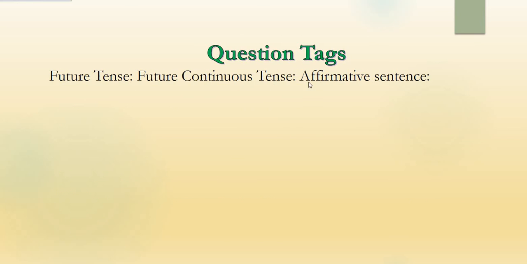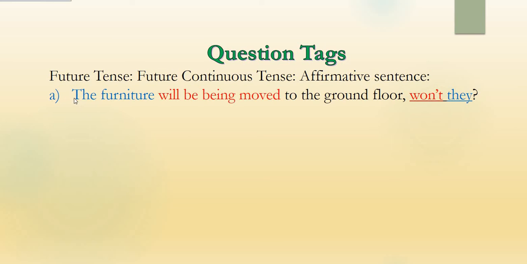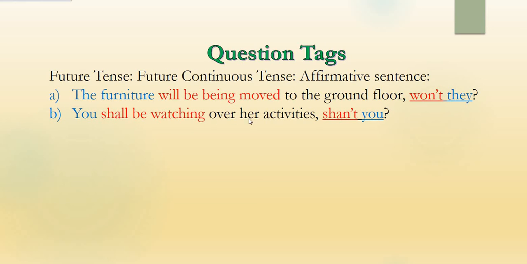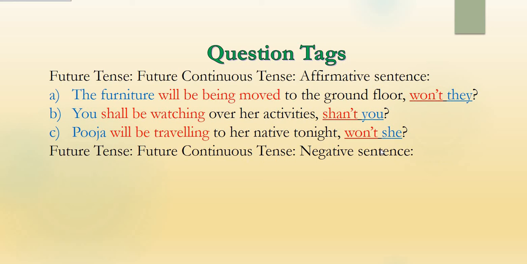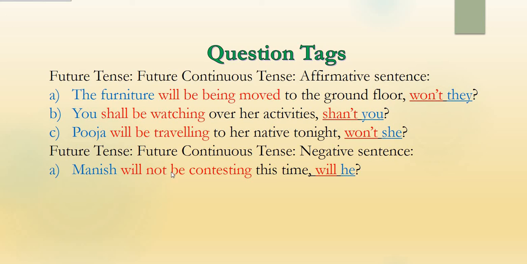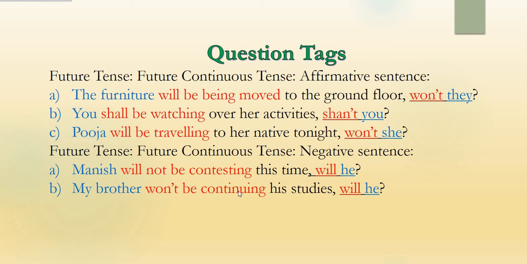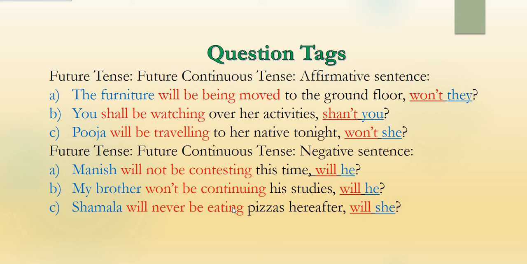Will it? Future continuous tense, affirmative sentence. The furniture will be being moved to the ground floor. Won't they? You shall be watching over her activities, shan't you? Pooja will be traveling to her native tonight, won't she? Future continuous tense, negative form. Manish will not be contesting this time, will he? My brother won't be continuing his studies, will he? Shamla will never be eating pizzas hereafter, will she?